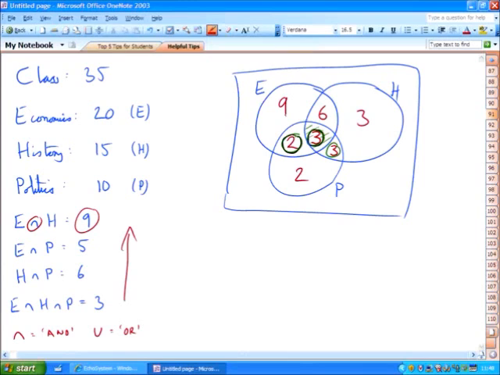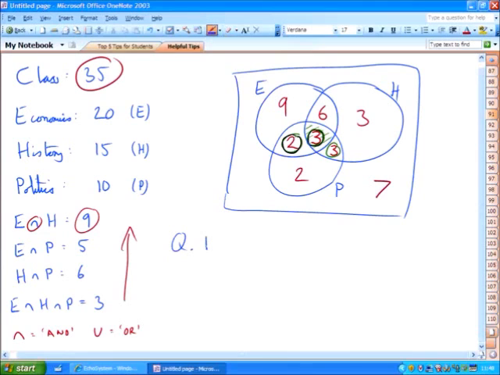But remember, how many students are in the class in total? Well, there are 35 students in the class. How many students have I accounted for so far in terms of economics, history, or politics? Well, if you add up all the numbers in this Venn diagram, you should come up with a total of 28, and so therefore there will be 7 students in the class who do not study economics, history, or politics. They study some other disciplines. Okay, so we've constructed our Venn diagram, and having done that, we can then answer any probability questions we choose.